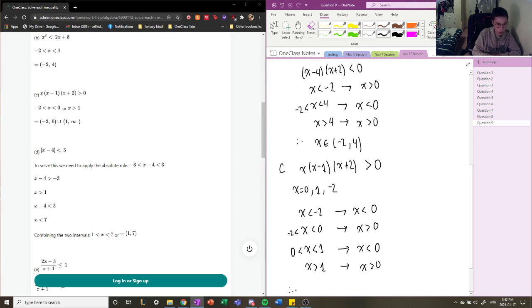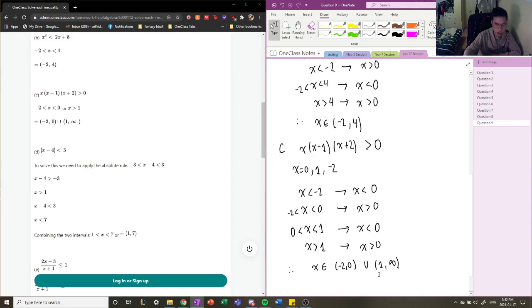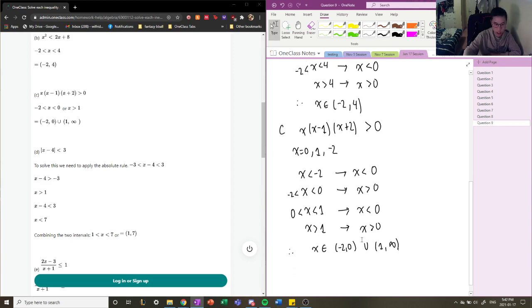So therefore, x belongs to (-2, 0) or (1, infinity). So this U-shape tells us that there are two different intervals that make this expression positive, which are (-2, 0) and (1, infinity). It's either or. It cannot be both.